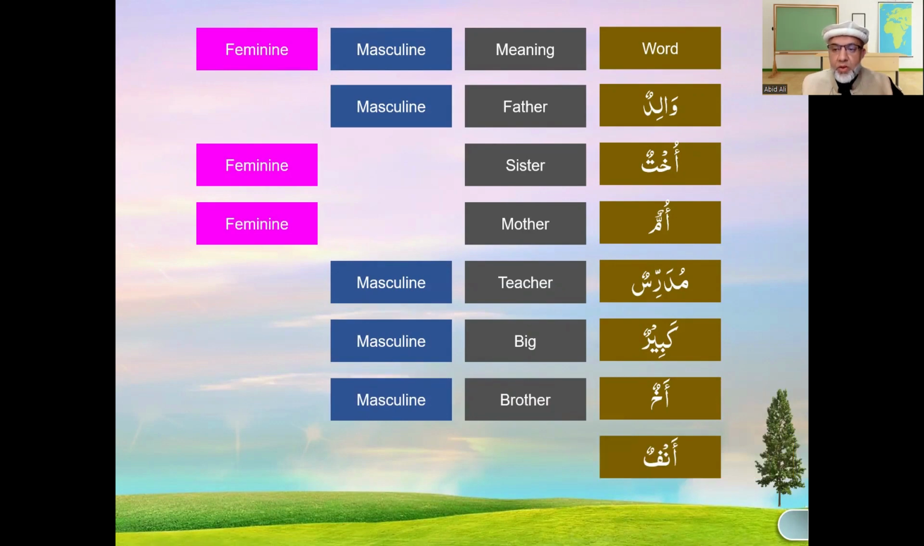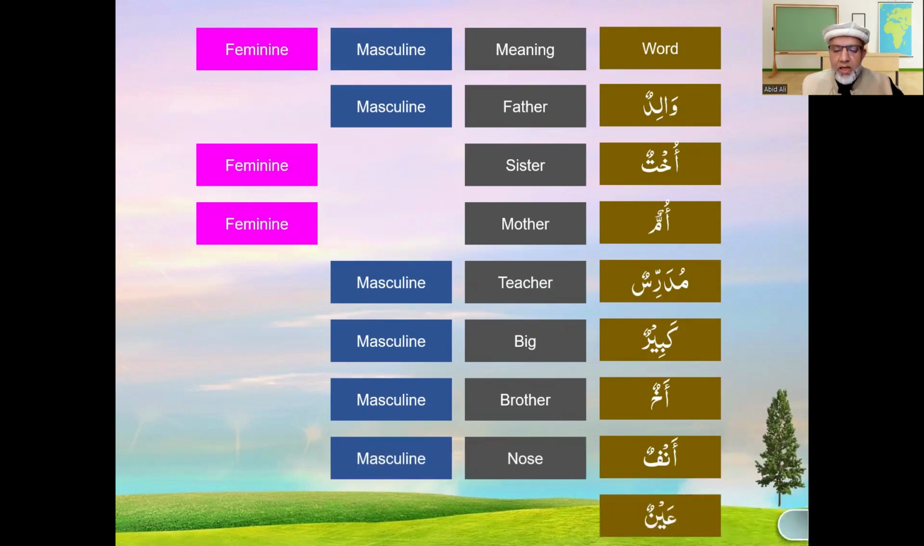Anfun is nose, and we learned that the body parts which are in pair are feminine. If it's singular, like we have only one nose, then it is masculine. So you see, it's masculine. Similarly, aynun, and this is a body part which we have 2 of. We have 2 eyes. Alhamdulillah. So this is eyes, and this is going to be feminine.